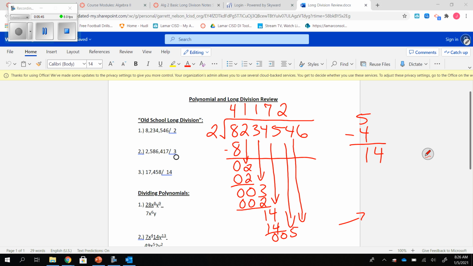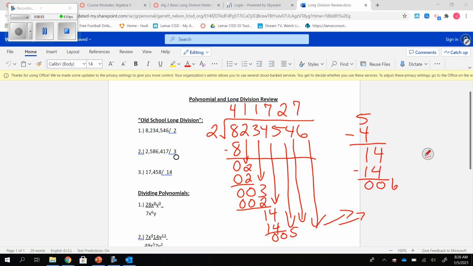14. How many times does 14 go into 2? Or how many times does 2 go into 14? That's 7 once again. 7 times 2 is 14. 14 minus 14 is 0. Then we bring down the last number, which is 6.